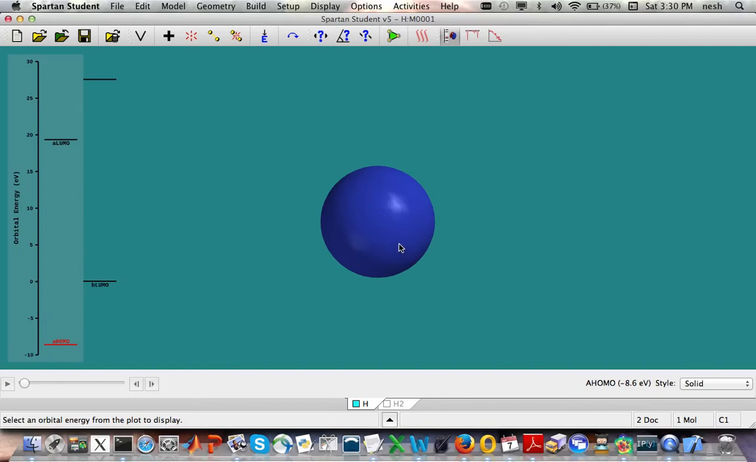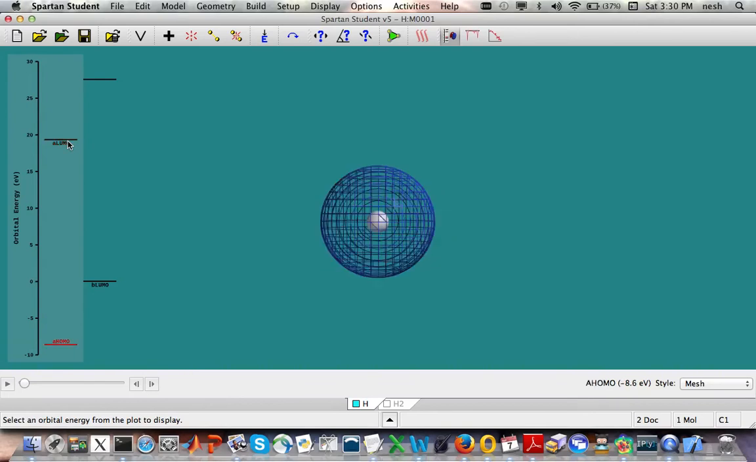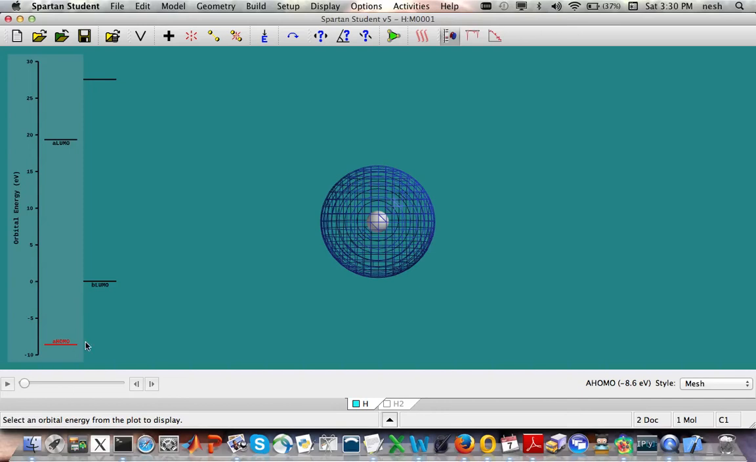And there we go. Now, that is an orbital. You'll probably recognize that as a 1s orbital. And there's another orbital, and that's a 2s orbital. So you can look at both of those. Now, what's going to be important is the energy of this orbital, which has a single electron in it, and that's given right down here. It's minus 8.6 electron volts.